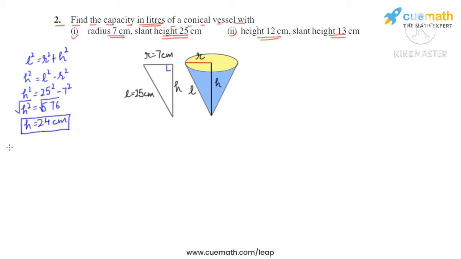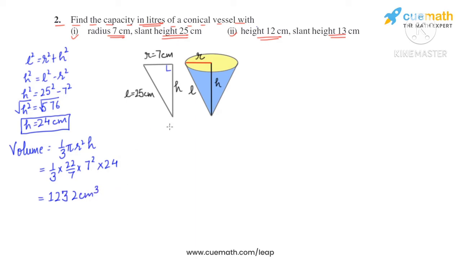Now we have to find the volume. So volume, we know that the formula is 1 by 3 pi r square h. So we'll substitute the values. 1 by 3 into 22 by 7 into radius is 7 square into height is 24. So the answer comes out to be 1232 cubic centimeters. Now we have to change it into liters.